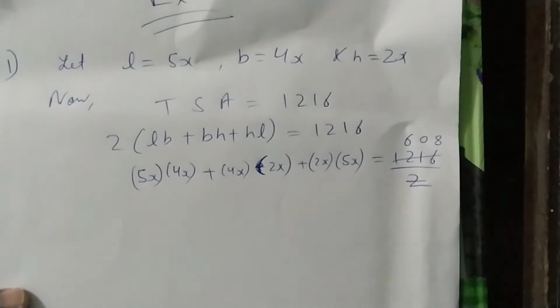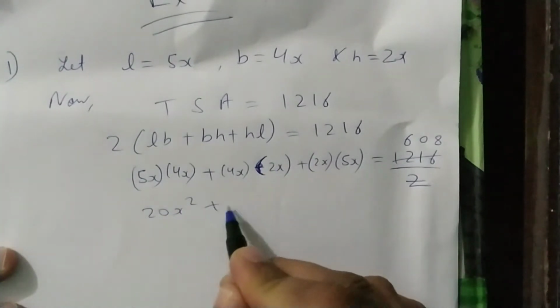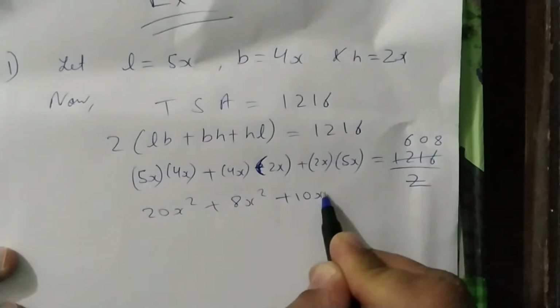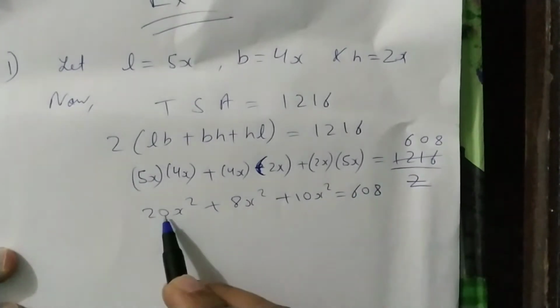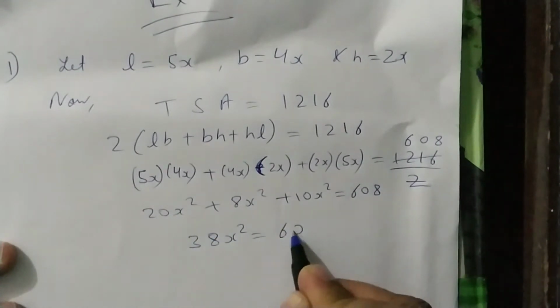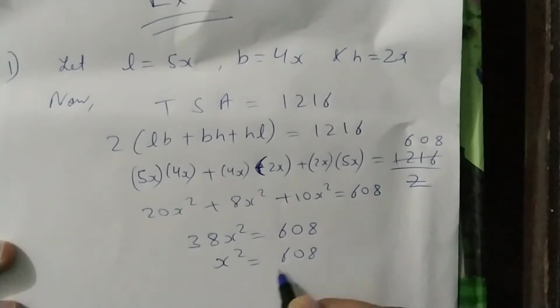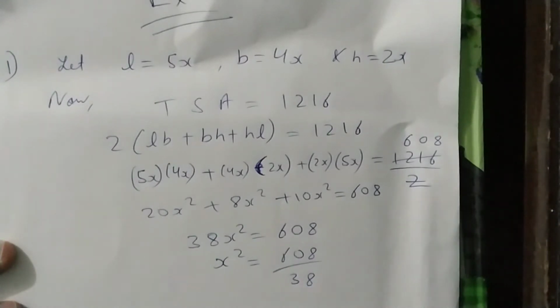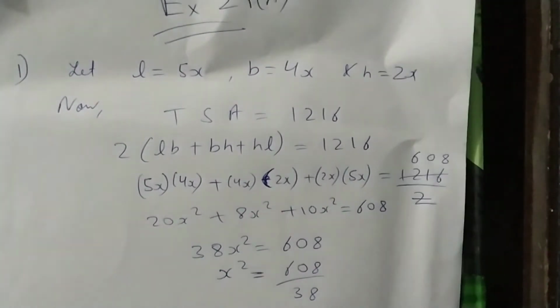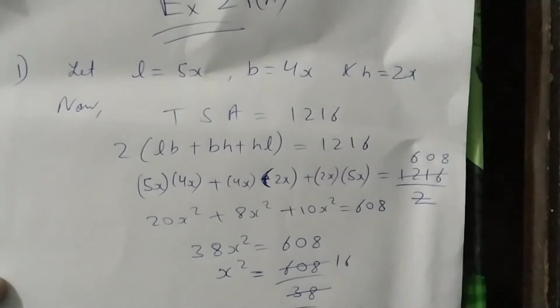Now just solve this equation. 20x square plus 8x square plus 10x square is equal to 608. On adding we will get 38x square is equal to 608. Now x square is equal to 608 divided by 38. So on cutting we will get 16. So value of x is under root 16, which is equal to 4.